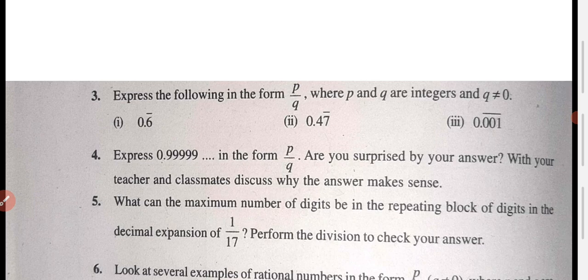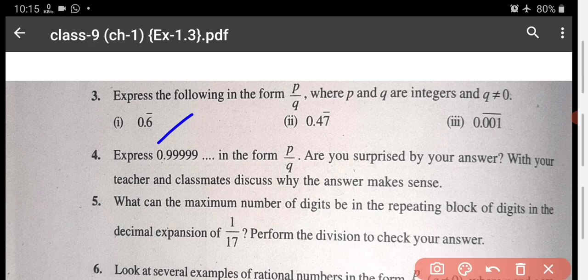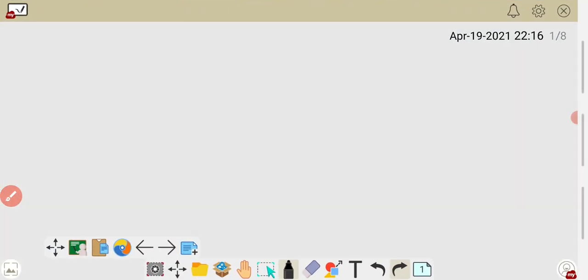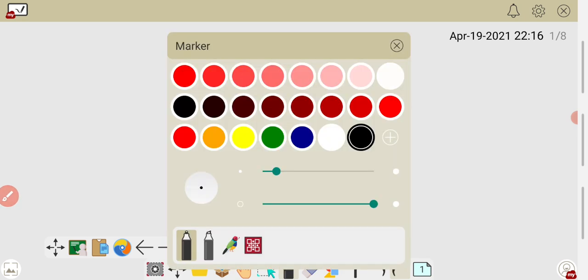Express the following in the form of P by Q, where P and Q are integers and Q is not equal to 0. The first part is 0.6 bar. It is your first point. Okay, 0.6 bar. So what is the meaning of 0.6 bar? First let me explain here.